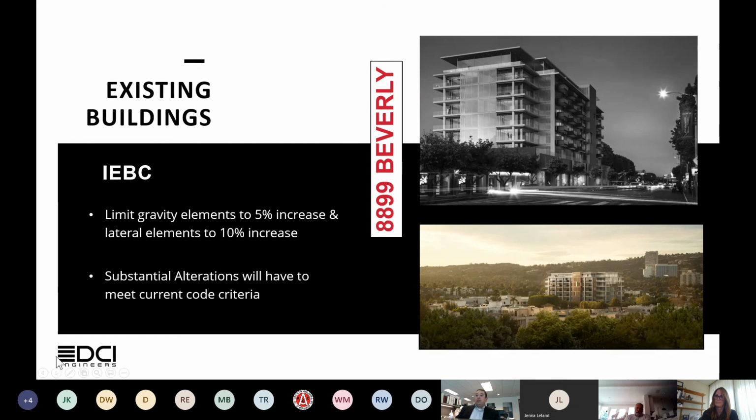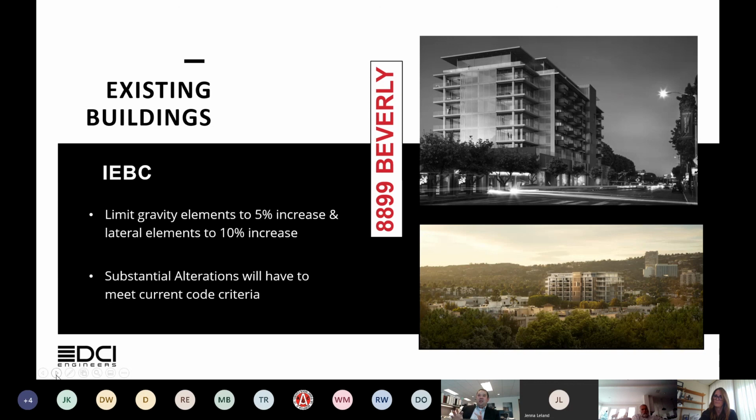for current standards. However, if we limit our gravity carrying elements or our lateral carrying elements to 5 and 10% of an increase, that's kind of our easy button. We don't have to do the substantial alterations in those scenarios. I've highlighted one particular project here, which was a substantial alteration. This is 8899 Beverly in Hollywood, California.